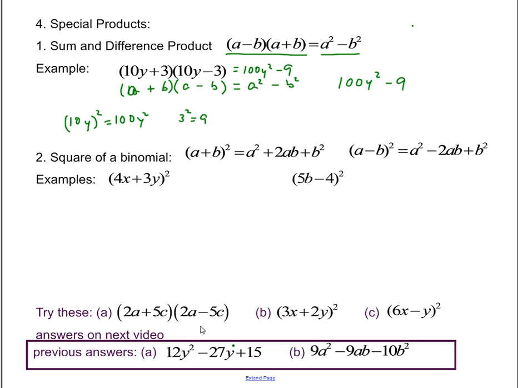Now I've put some problems down here at the bottom again to try. Hopefully if you tried the ones from the previous video, you can pause and check those at your convenience. Let's take a look at these ones.